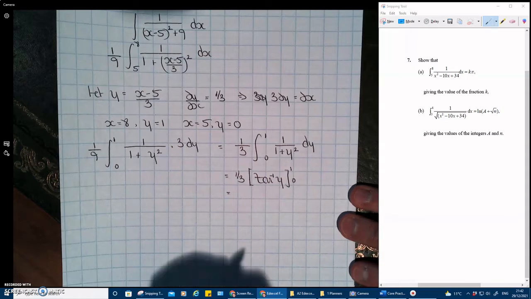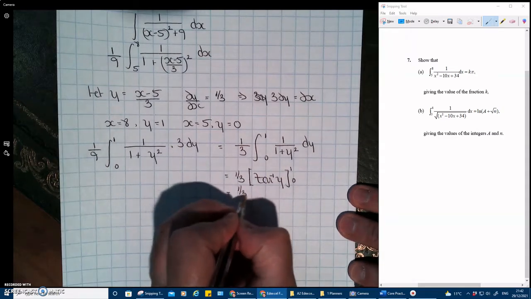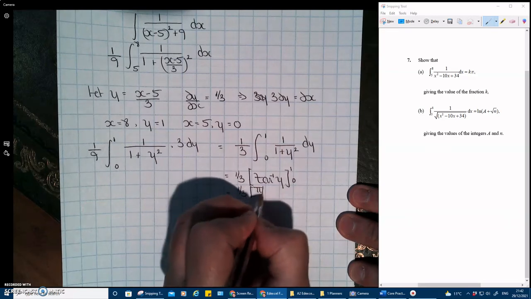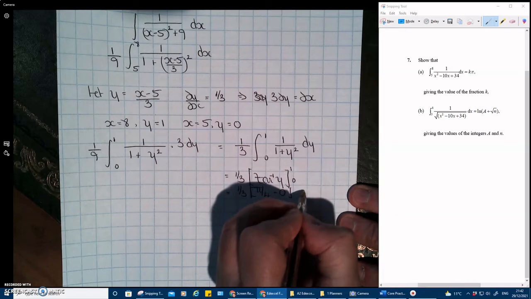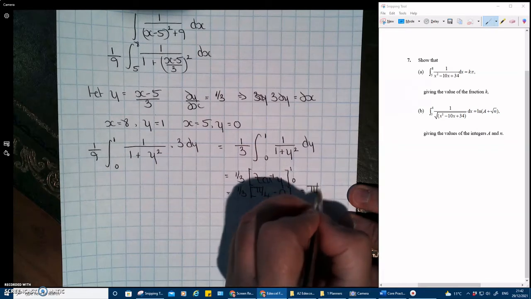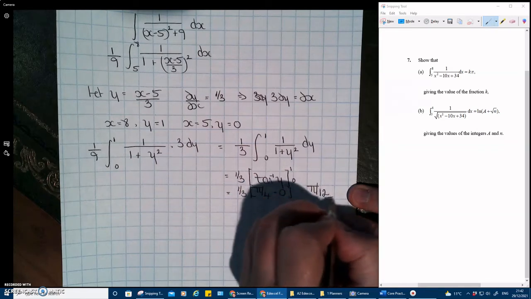Arctan of 1 is pi by 4, so it's a third of that, pi by 4. Arctan of 0 is 0, so it equals pi by 12.